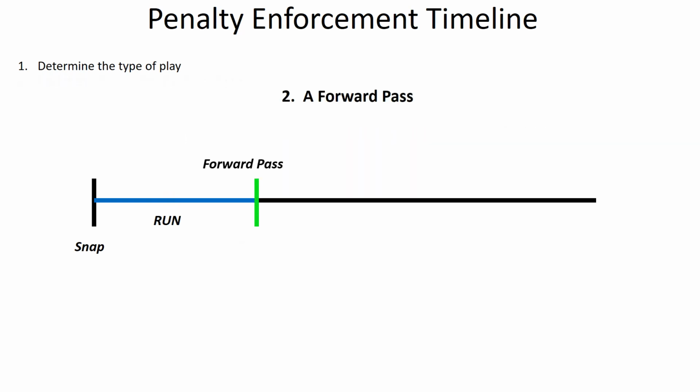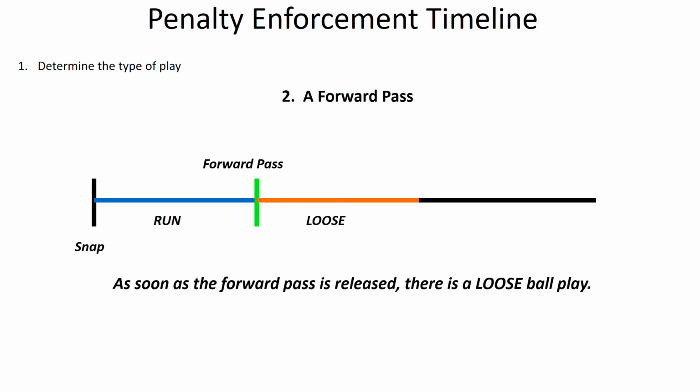Let's talk about how to determine the type of play if we have a forward pass. We've had a run play up to this point, but then a forward pass is thrown. The play now becomes a loose ball play. As soon as that forward pass is released, it's a loose ball segment.